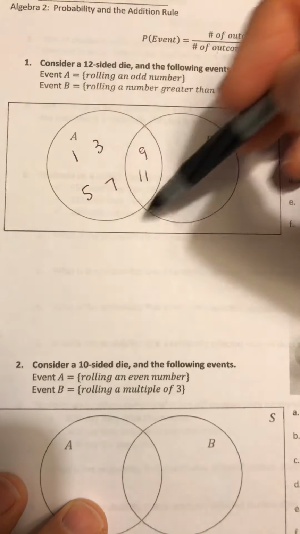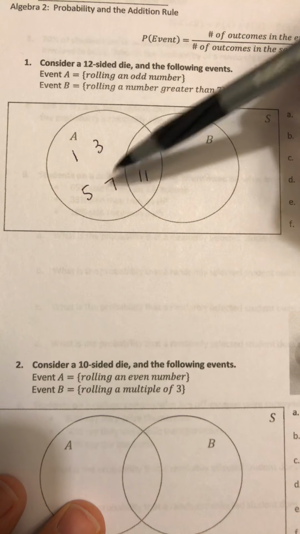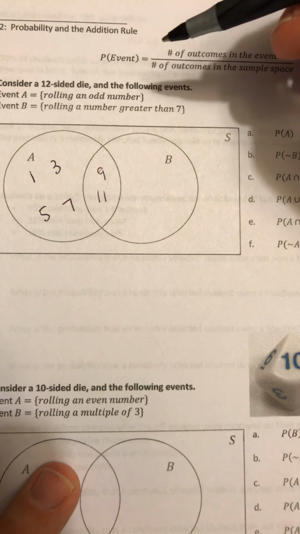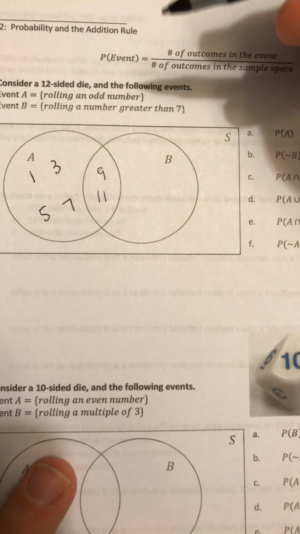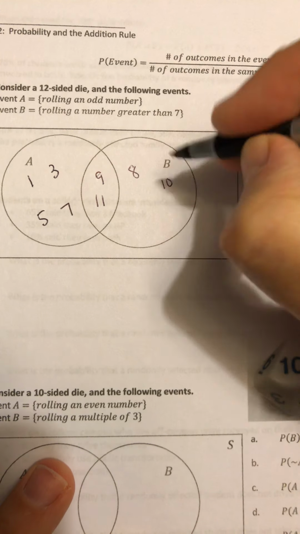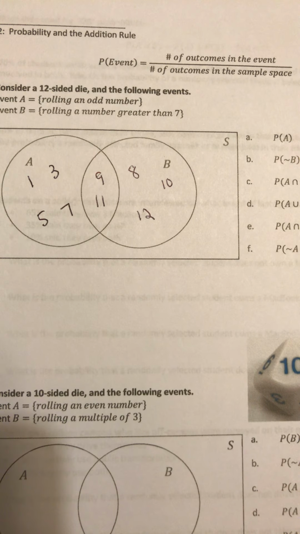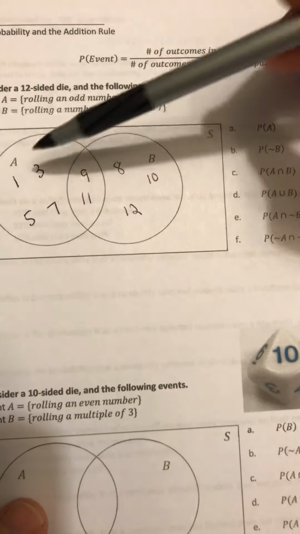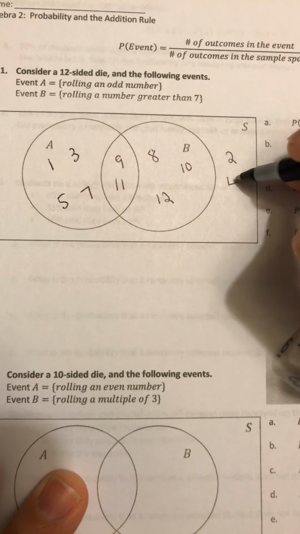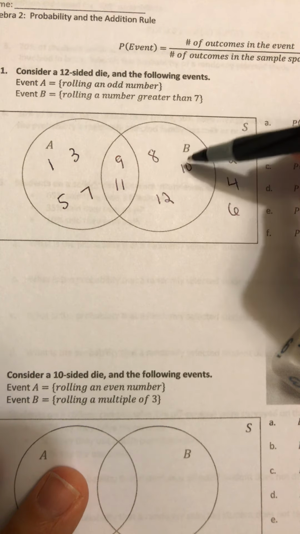Now you notice this circle A has all the odd numbers between 1 and 12. 1, 3, 5, 7, 9, 11. Event B again was rolling a number greater than 7. So that would be 8, 9, it's already in the circle, 10, 11 is already in the circle, and 12. So notice there are some numbers missing. I have 1, I don't have 2. I have 3, I don't have 4. I have 5, I don't have 6. I have 7, I have 8, I have 9, I have 10, 11, and 12.